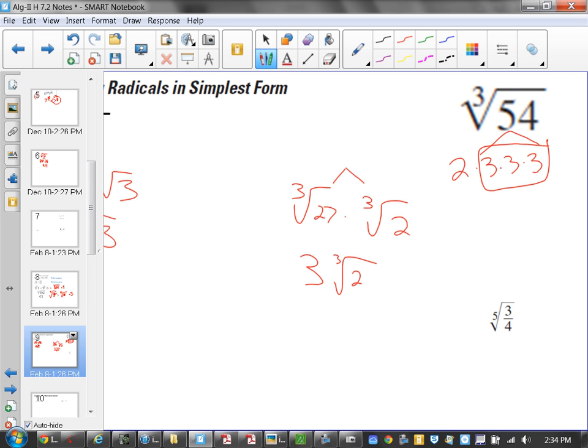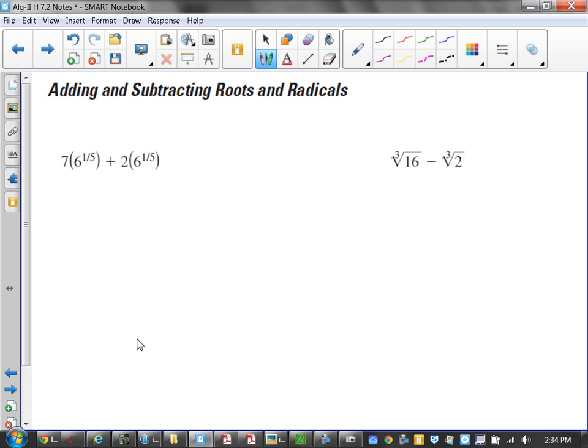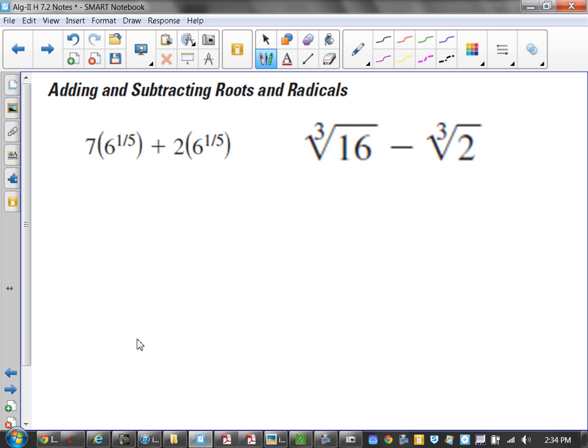Which leads you to be able to do stuff like this. Adding and subtracting. Combining like terms. That's all that is, right? When you combined like terms earlier, what was the basic rule of that? You had to have same base, same exponent to add, same base, same exponent to subtract, correct?